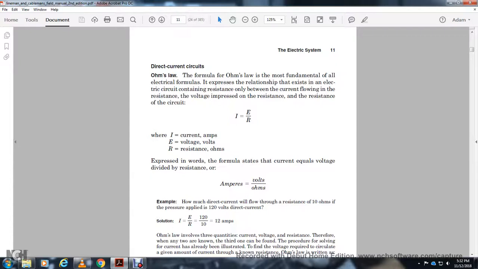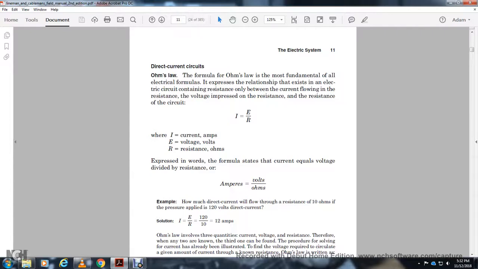Ohm's law is expressed as a relationship in an electrical circuit that contains resistance only: the current flow is determined by the voltage impressed across the resistance of the circuit. So amps equal volts over ohms. In words, the formula states that the current equals the voltage divided by the resistance. Amperes is equal to the volts over the ohms.